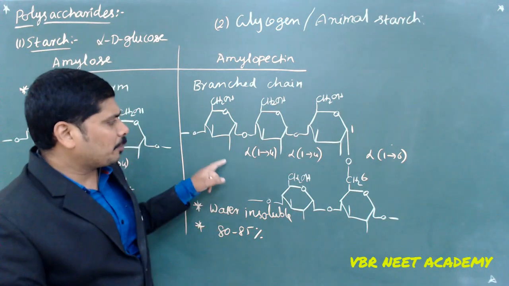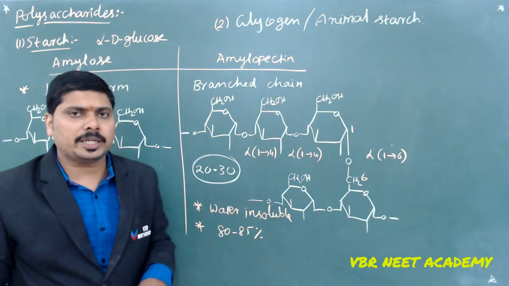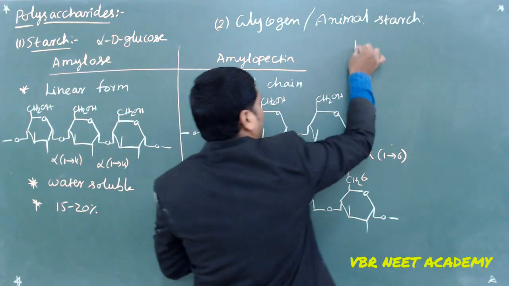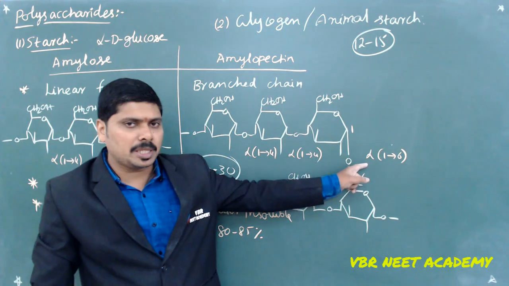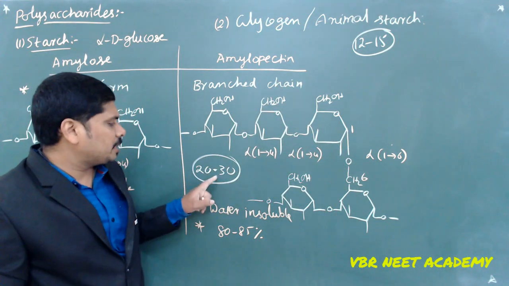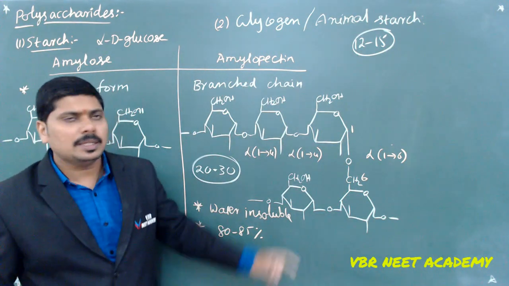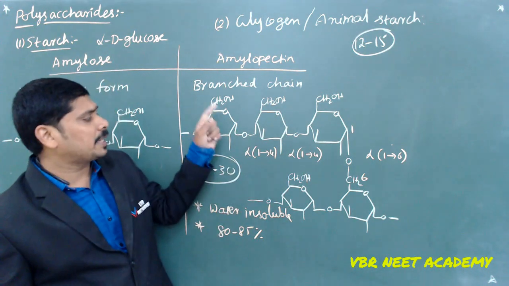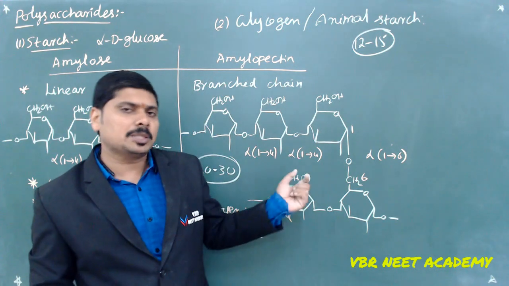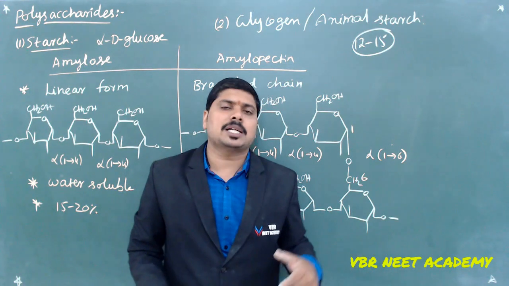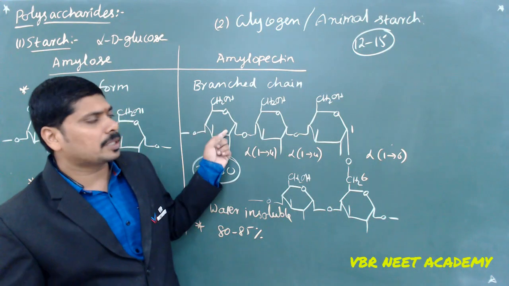What it means is, in amylopectin for every 20 to 30 glucose molecules I have a branch, whereas here I have a branch for every 12 to 15 molecules. This alpha 1,6 linkage can be seen in amylopectin every 20 to 30 molecules, whereas in glycogen it occurs at only 12 to 15 molecules. That is the difference between glycogen and amylopectin. Glycogen is called animal starch because it is present in animals. Starch is present in plants, whereas glycogen is present in animals, that's why you call it animal starch. That's the structural peculiarities of glycogen and starch.